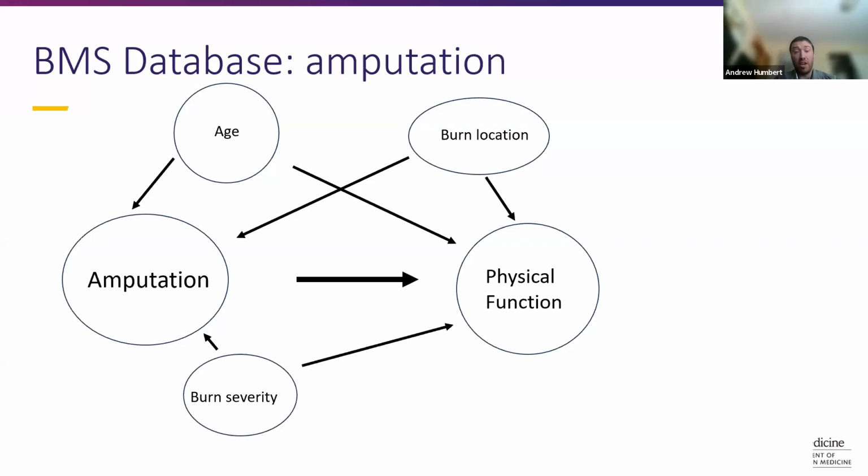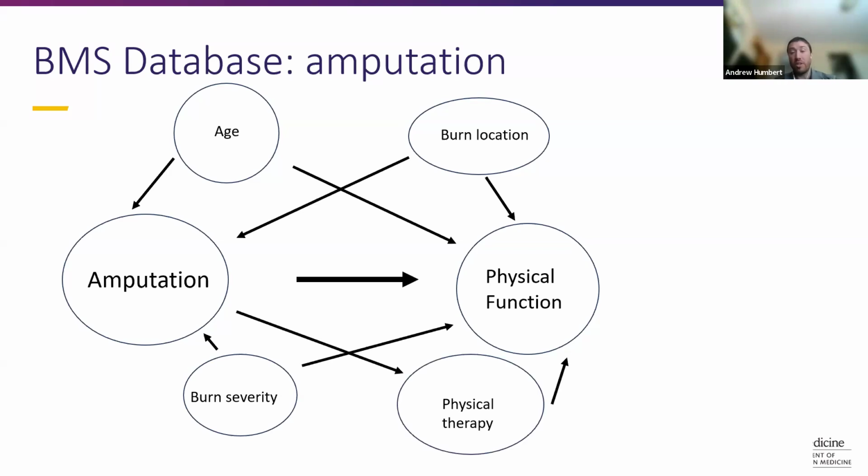Burn severity, I certainly think burn severity is going to have impact on amputation. A very minor burn, you would not think there's going to be an amputation. A very, very severe one could. And certainly the same with physical function. A very minor burn is probably not going to have as big of an impact on physical function as a very severe burn, all else equal. So I think there's going to be causal pathways there as well.